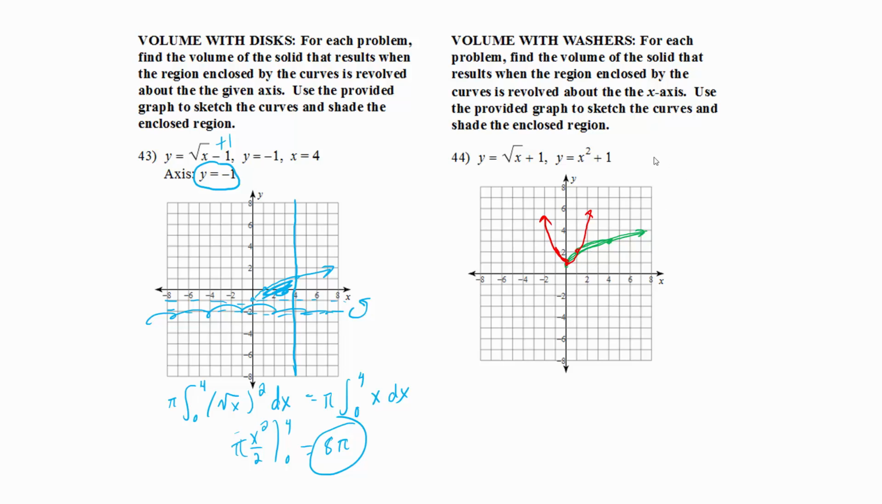And so when we do our formula, which is essentially top squared minus bottom squared, or outside squared minus inside squared, because it has to do with where we're rotating around, which is the x-axis. Well, the top function here is our square root function because it is the one that's curving out up above our region. So this is going to be pi from 0 to 1 of (square root of x plus 1) squared. And we're going to subtract our other function, (x squared plus 1) squared.